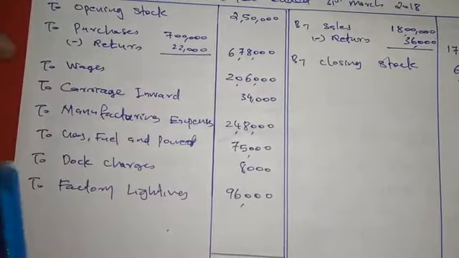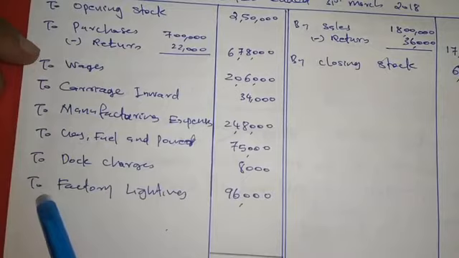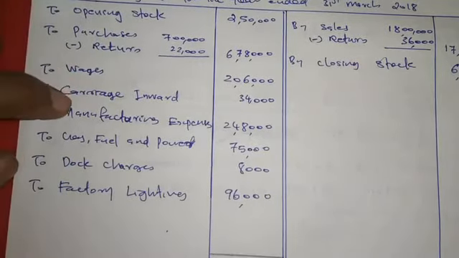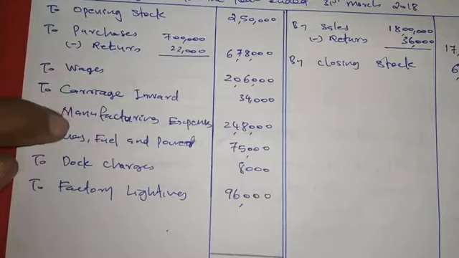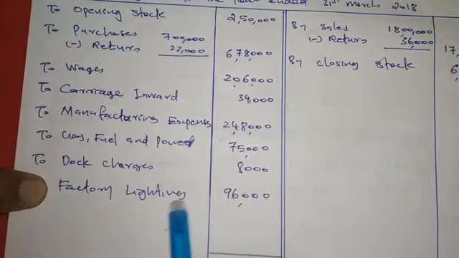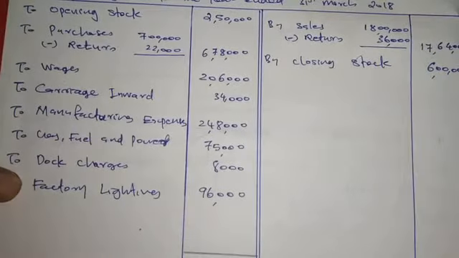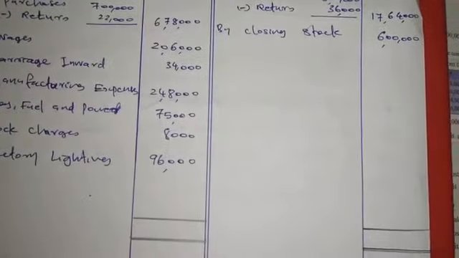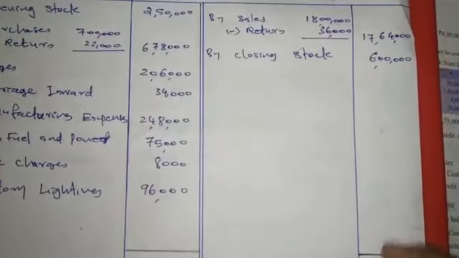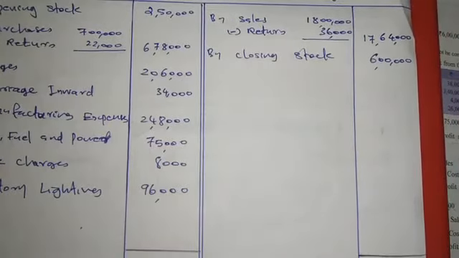Then the direct expenses I told you in the question, those items you take: wages, carriage inward, manufacturing expenses, gas, fuel and power, dock charges, factory lighting. Then after taking this much, we will see which side is more, whether the credit side is more or the debit side is more.